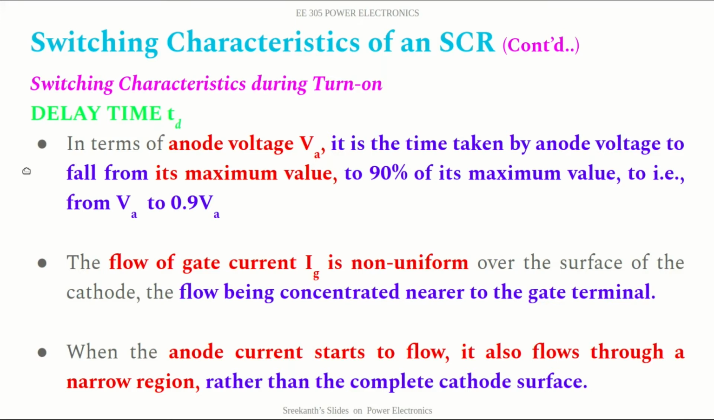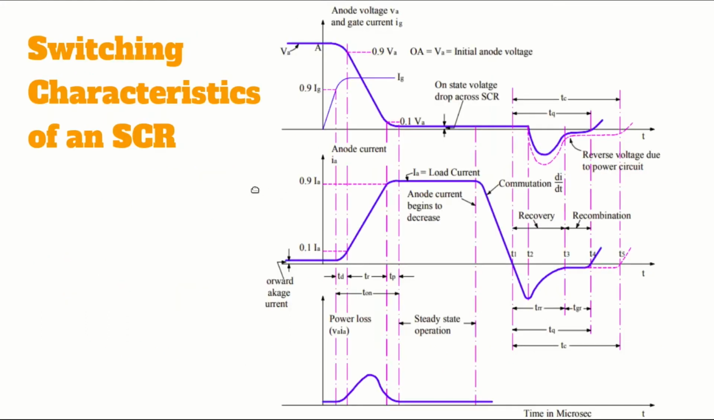In terms of anode voltage, it is the time taken by the anode voltage to fall from its maximum value to 90% of its maximum value, that is from Va to 0.9 Va. If you look at the diagram again, you can see that this was Va, and you can see that it is falling from its maximum value Va to 0.9 Va. So this time period where the anode voltage falls from Va to 0.9 Va is known as delay time.